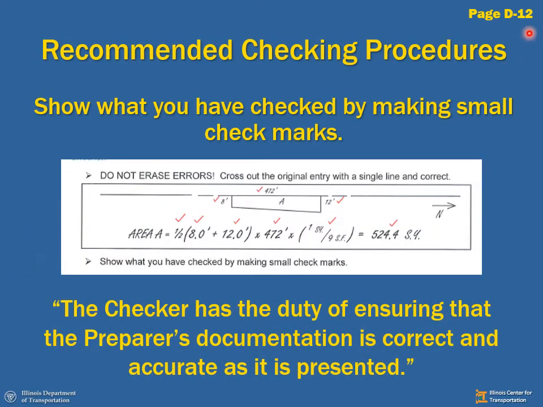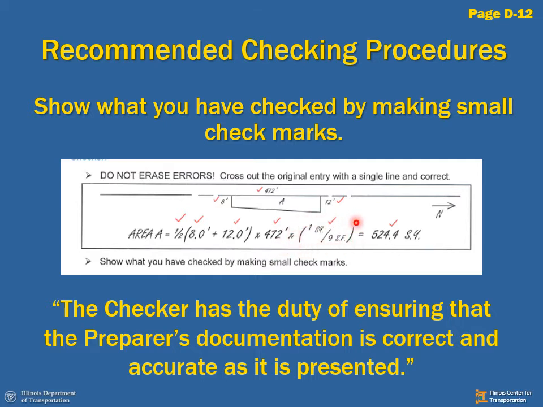On page D12 in the DOT guide, we have some recommended checking procedures. Here we have a simple drawing with a calculation. Here are my measurements of this trapezoidal area. And I'm calculating the area here. As the checker, I'm checking these little tick marks to show that I'm checking that, number one, they used the data values that they show on their measurement. Here I'm ticking off the 1/2 because they're using the trapezoid formula, 1/2 of the parallel sides times the perpendicular distance between them.